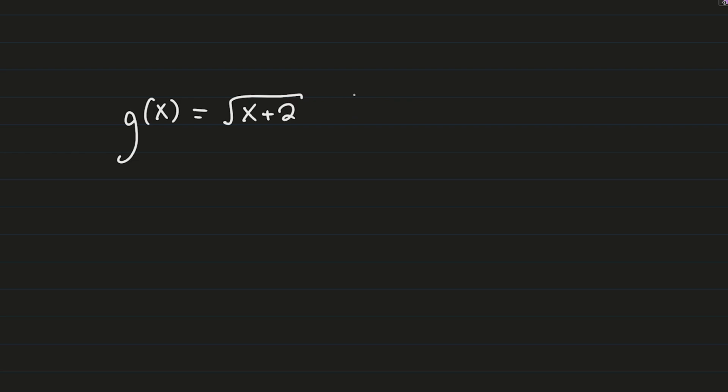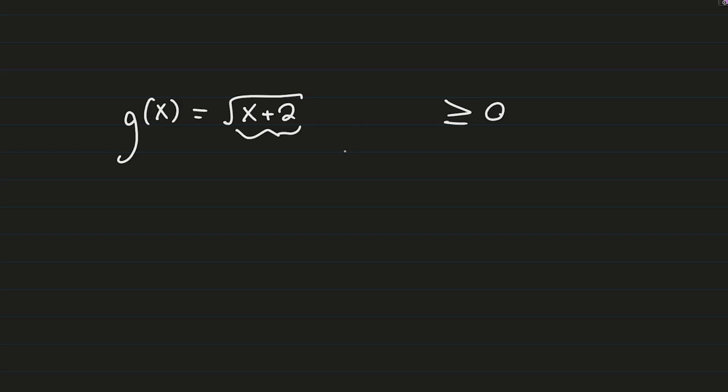Here's another example. G of x equals the square root of x plus 2. First, let's find the domain. We know that our normal troublemakers are denominators and square roots. We know that denominators cannot be 0, and the stuff inside a square root has to be greater than or equal to 0. You can take the square root of 0, you can take the square root of stuff bigger than 0, but you cannot take the square root of a negative number.